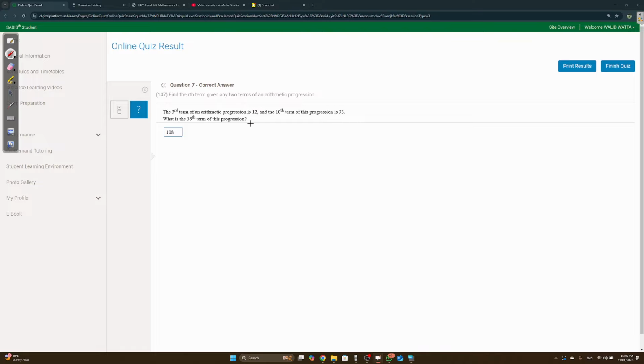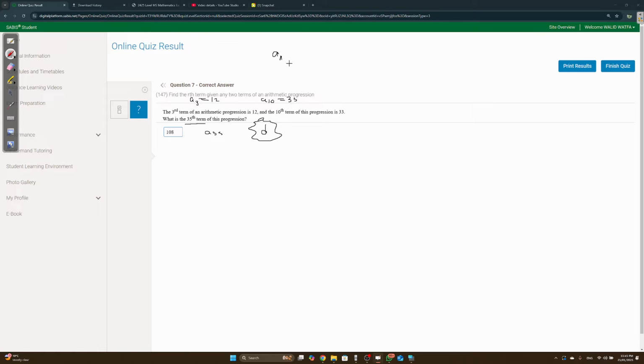Question 7. The third term of an arithmetic progression is 12 and the 10th term is 33. What is the 35th term? Okay, this is very easy. You have a3 equals 12. You have a10 is equal to 33. They want a35. Always you need the d, right? You can't solve without having the d.